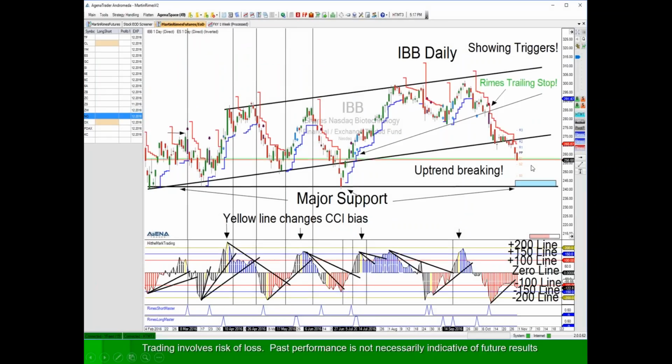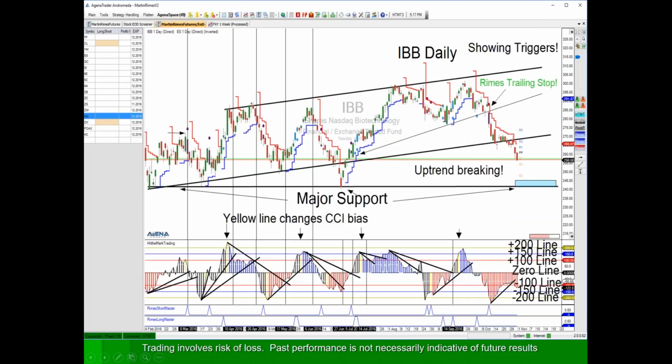Now I want to show you this Rhymes trailing stop. What I did was, Gilbert, the owner of AgenaTrader, saw my trading methodology, said, hey, we've got to program this. It's great. And then I told him about the trailing stop and gave him the parameters. And this is absolutely incredible. It really is.